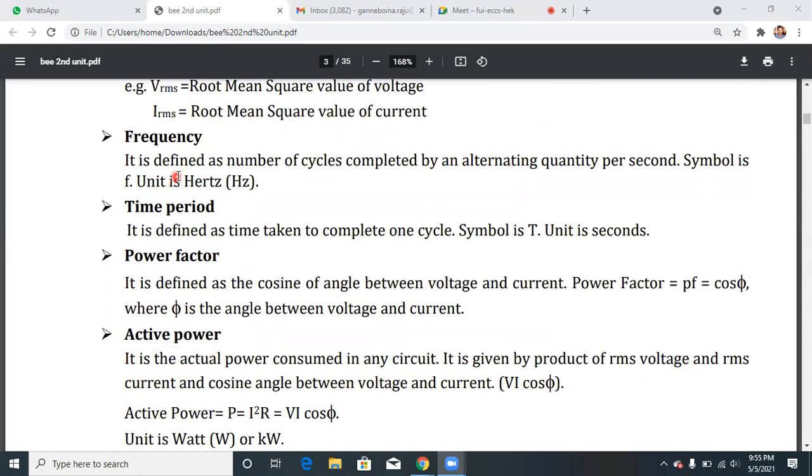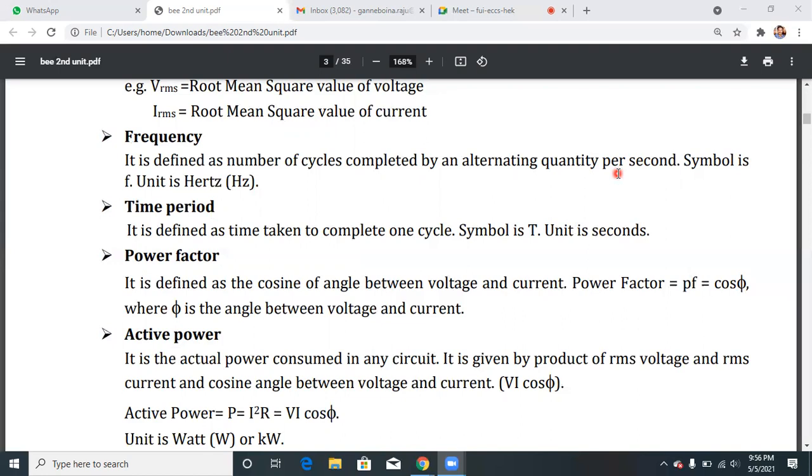Frequency. So what is meant by frequency? It is defined as the number of cycles completed by an alternating quantity per second. The unit of frequency is Hz. The symbol is denoted by small f, and the unit is Hz.